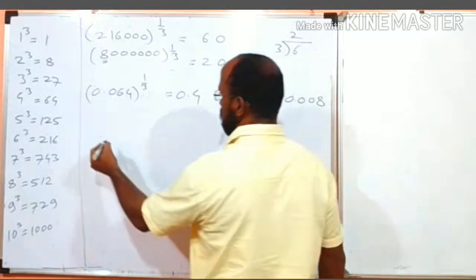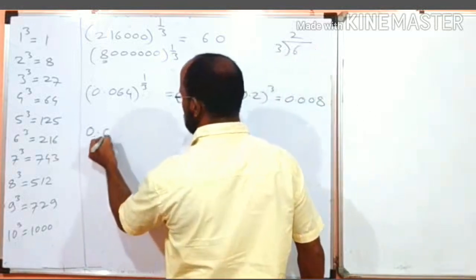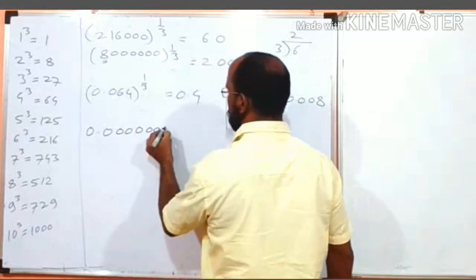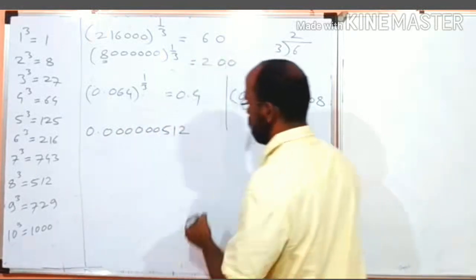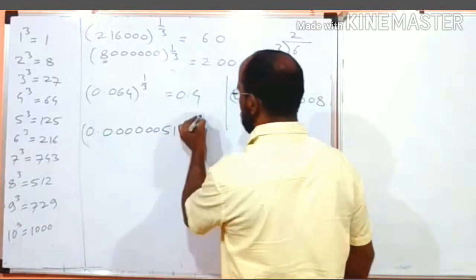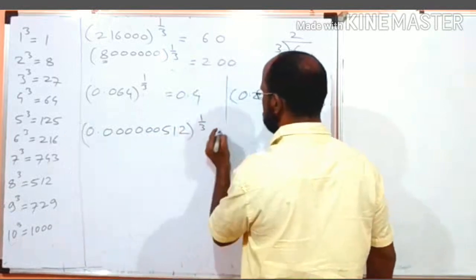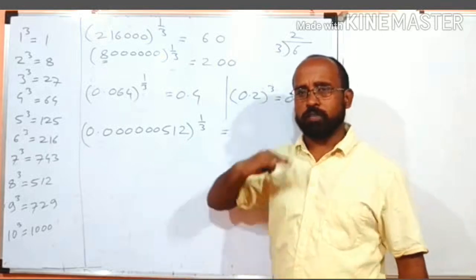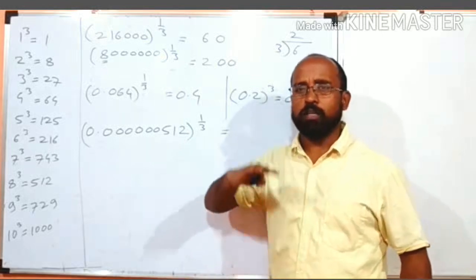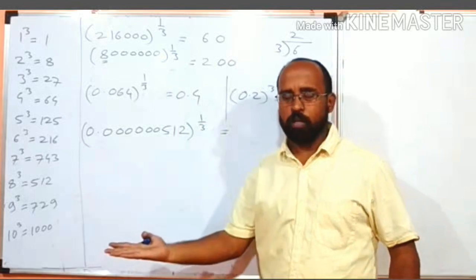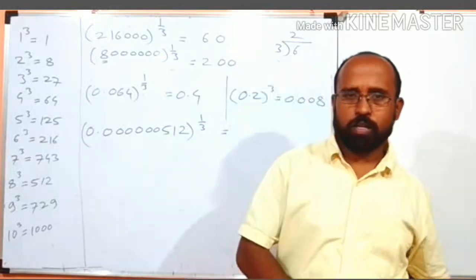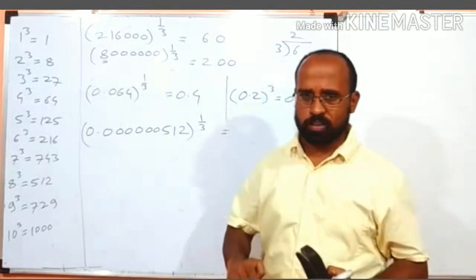Suppose the question is to find out the cube root of 0.0000000512. We have to find out the cube root of this number. Once again, what do we have to do? In the cube of a decimal number, decimal digits get tripled. So while finding the cube root, the process will be reversed. Decimal digits will get one-third.